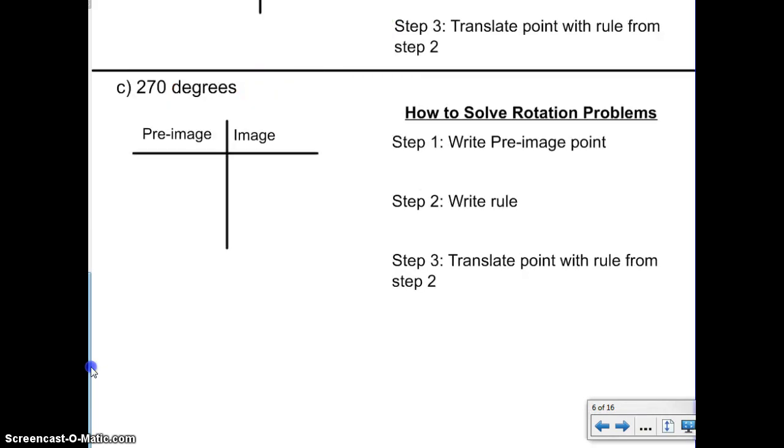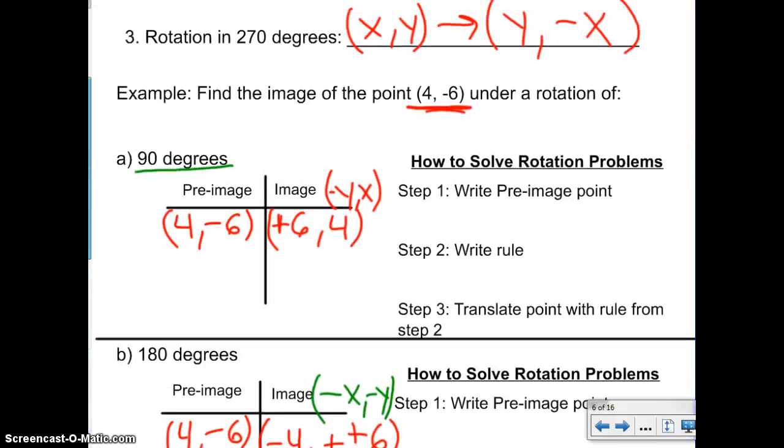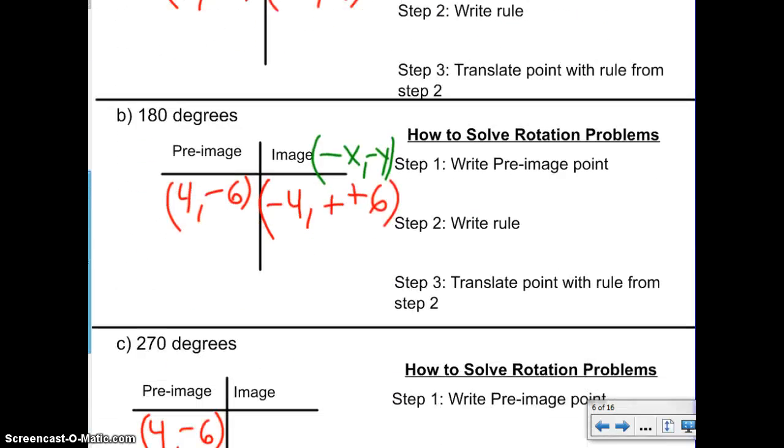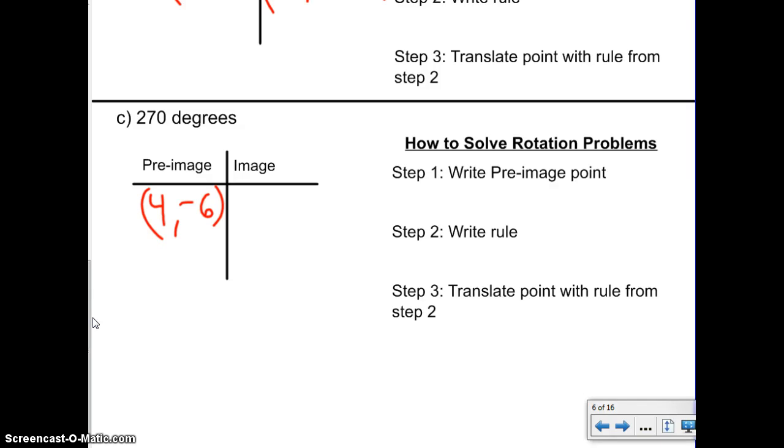Once again, our pre-image was 4 comma negative 6, so we write that here. What is the rule for 270 degrees? We go back up here. 270 says y comma negative x. So we write the rule up here.